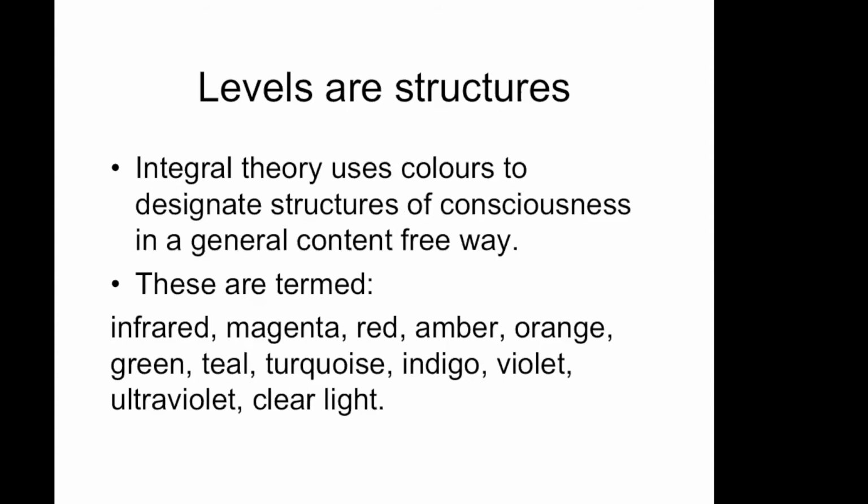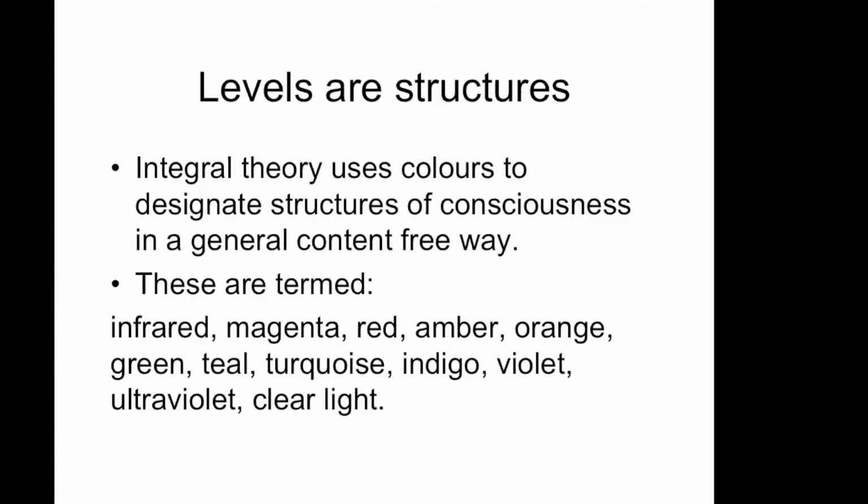So integral theory uses colors, just like spiral dynamics, to designate structures of consciousness in a general and content-free way. They're actually slightly different than spiral dynamics, and there was a controversy because Ken used to use the spiral dynamics colors, but then he changed them to be more rainbow-like, as he calls it. So he goes from infrared to magenta to red to amber to orange to green to teal to turquoise to indigo to violet to ultraviolet and clear light. And that's a much wider range than just 8 levels.